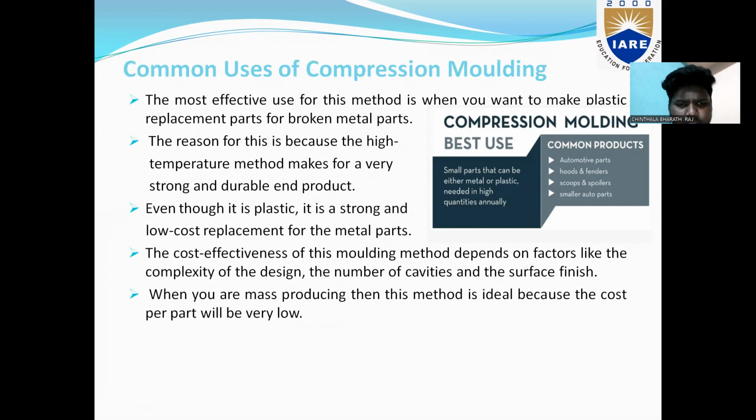The cost effectiveness of this molding method depends on factors like the complexity of the design, the number of cavities, and the surface finish. When you are mass producing, this method is ideal because the cost per part will be very low. The compression molding best uses are small parts that can be either metal or plastic needed in high quantity annually. The common products are automotive parts and smaller auto parts.